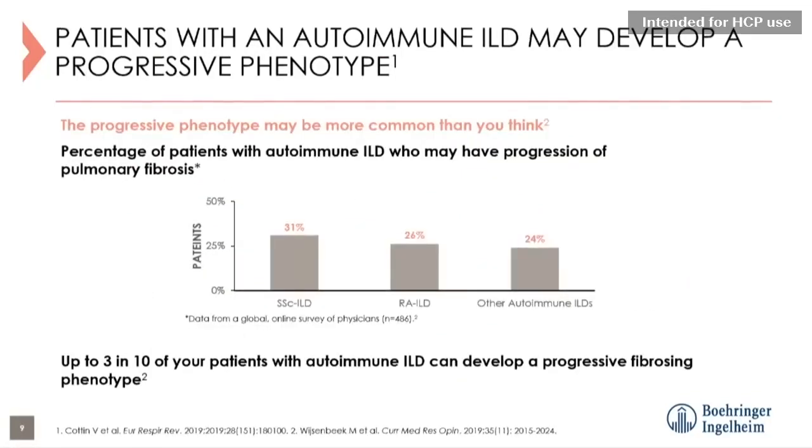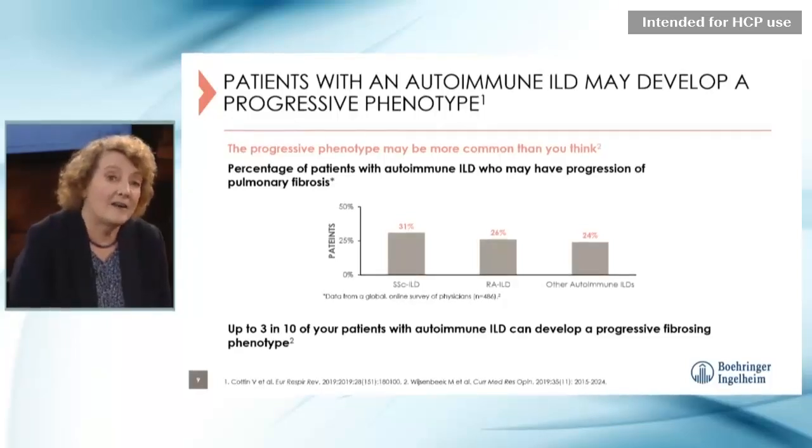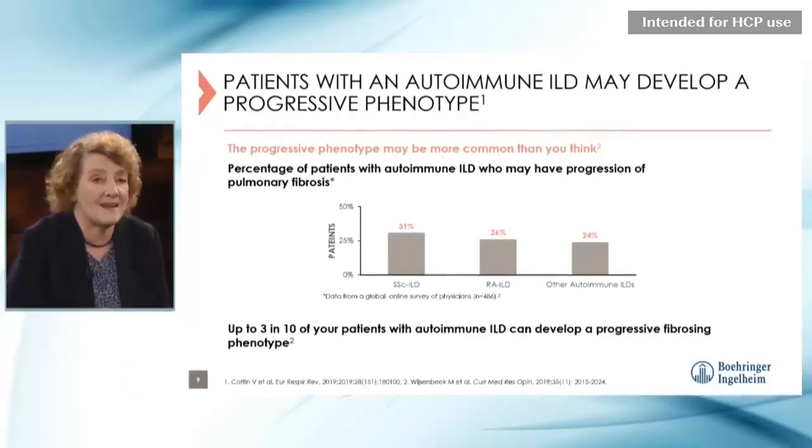So some of the patients, as we talked about, have progressive disease, and as many as 30% of scleroderma patients may have progressive disease, whereas maybe 70 or 80% have some ILD. So it's really important that we work hard to identify which patients have progressive disease. In RA, it's not quite so clear how many are progressive, but again, it's a smaller number. And in all the other autoimmune diseases, it's quite variable.